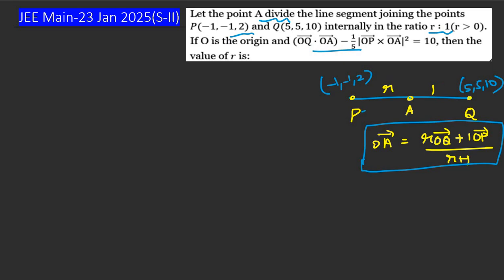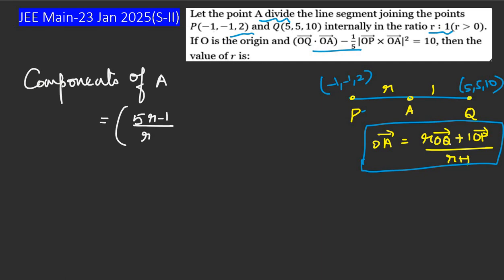So we can write the components of the A vector. The components will be R into OQ, so 5R minus 1 into i cap, divided by the denominator R plus 1. The next coordinate will be 5. See the coordinates of Q here, 5, 5, 10. So that will be 5R. The P coordinate is minus 1 here, so minus 1 divided by R plus 1. The j component will be plus 2 divided by R plus 1.